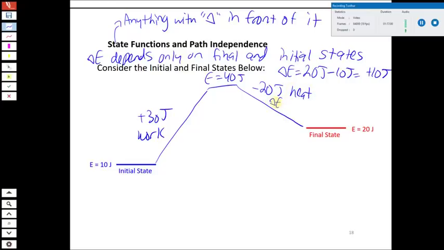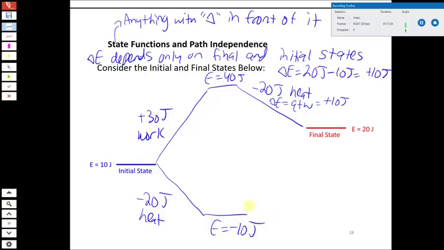So for this process, delta E is equal to Q plus W, which is also plus 10 joules. W is 30, Q is minus 20, the sum of the two is still plus 10. So this is one path we could take to get between our initial and final states, but we could also do it a different way. Let's say we first did minus 20 joules of heat lost from the system. That takes us to a state where the relative energy is negative 10. But then let's say after that we did 30 joules of work to get us back up to here. So then delta E is still Q plus W, which is still plus 10 joules.